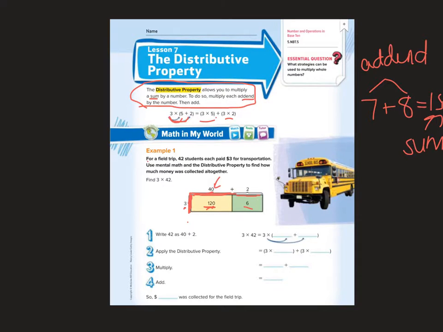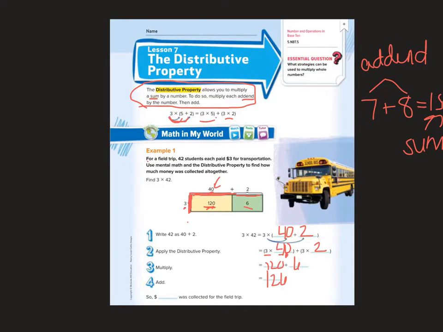So write 42 as 40 plus 2. Then I'm distributing the 3 to both of them. 3 times 40 plus 3 times 2. 3 times 40, I'll say it one more time just so it really sticks in. 3 times 4 is 12. Then I have to add in my 0 because it's 40. 3 times 2 is 6, so it'll be 126.